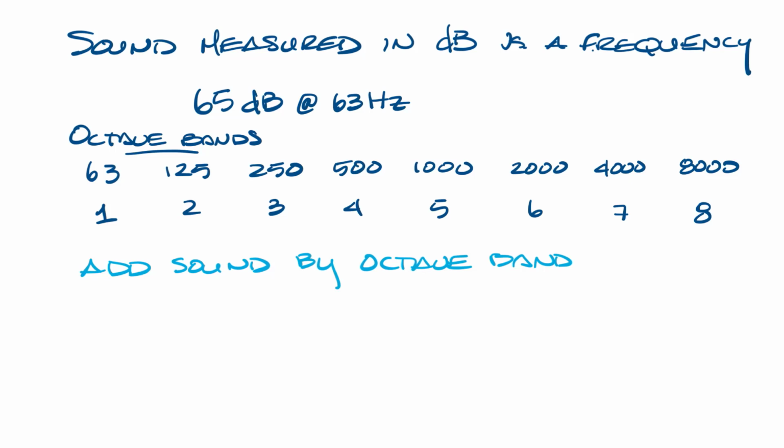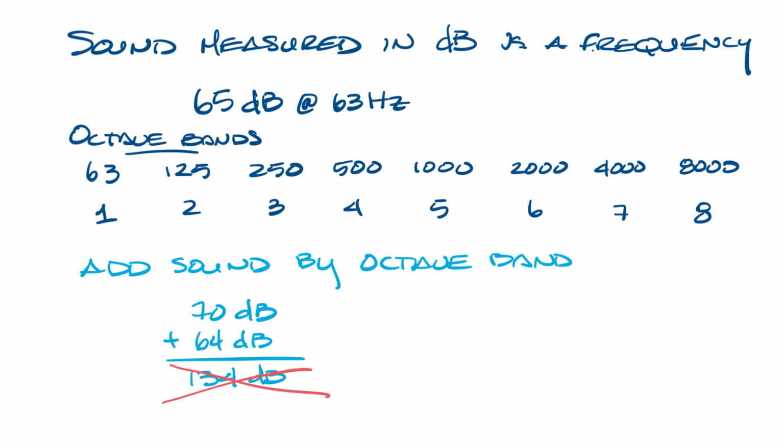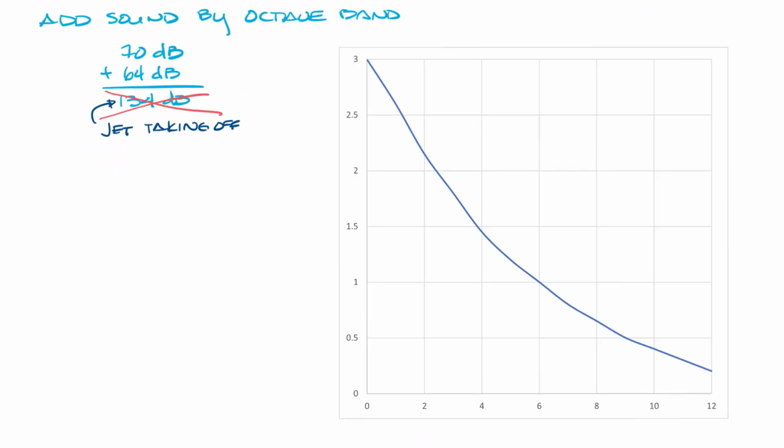So let's say you have a sound source that has 70 dB and another source that is 64 dB. Do those add up to 134 dB? I hope not. That would be a horribly loud world to live in. 130 dB is like a jet taking off. So how does it actually work? Sound addition is a log function, but instead of getting into the math, I'm going to pull up this handy chart.